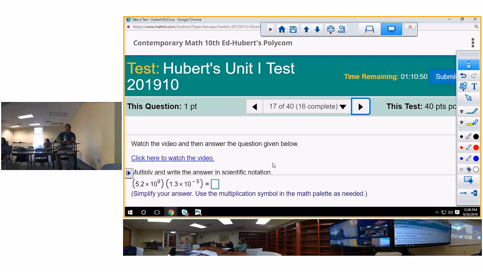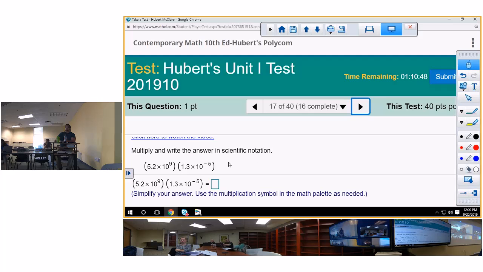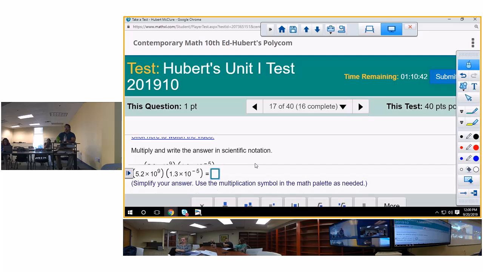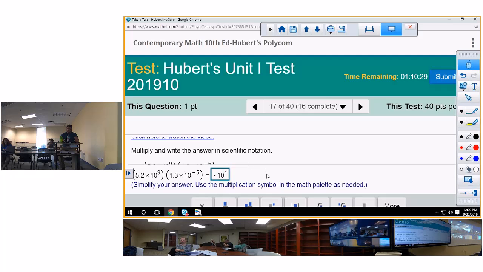Okay, there's another one. Somebody, what is 9 plus a -5 or 9 minus 5? That's to the 4th power. Yeah. So I'm going to put times 10, shift up to the 4th power. Now, what do you get when you multiply 5.2 times 1.3? 6.76. That'd be 6.76. Next.